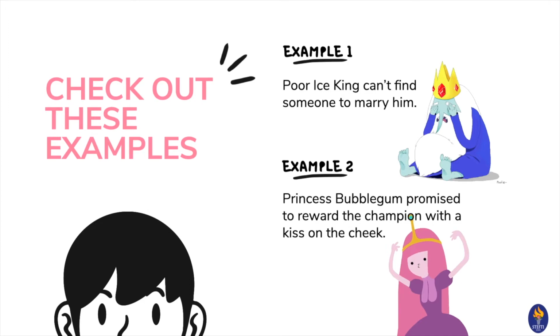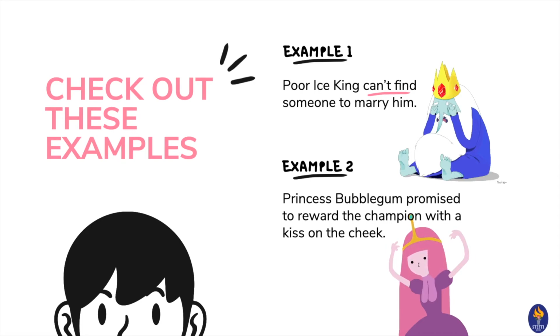Poor Ice King can't find someone to marry him. Which part do you think is the predicate? The predicate is can't find someone to marry him because this part tells us about our subject, the Ice King.